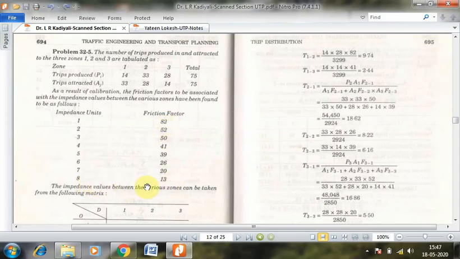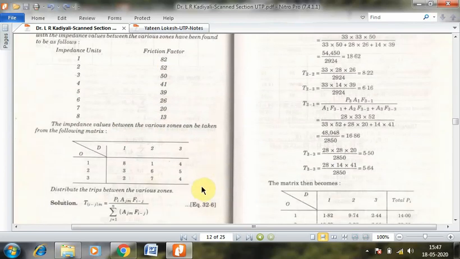The impedance value between the various zones can be taken from the OD matrix that will be given in the problem. So this is an OD matrix. Origin is zone 1, zone 2, zone 3. Destinations are again zone 1, zone 2 and zone 3. And these elements that you can see are the impedance units. So impedance unit 8 here means that the impedance unit within zone 1 is 8.